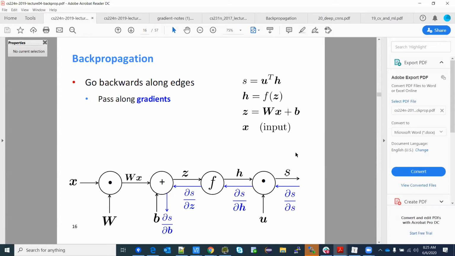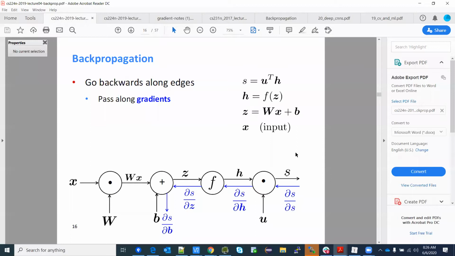Z gets operated on by F to make H. H equals F of Z. So the local gradient is, as Mehul was saying, the sensitivity to tweaking Z. So it's basically the derivative of H with respect to Z.